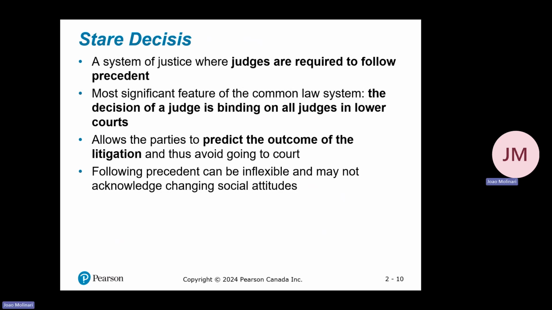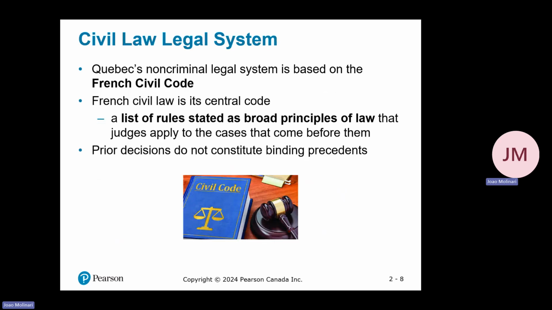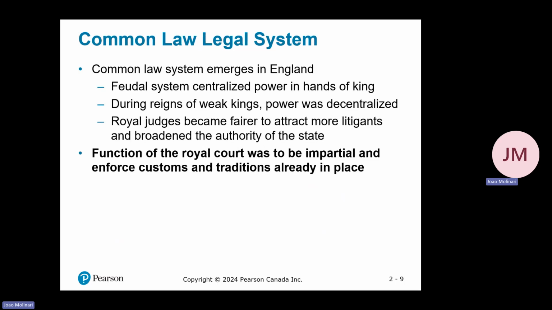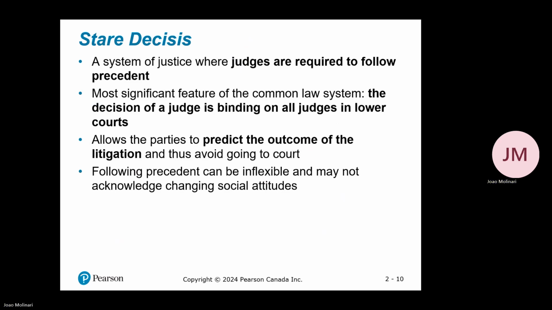And because we know through cases what the rights and obligations are, parties may predict the outcome of the litigation. So while in civil law, judges will interpret the civil code, and when they interpret the civil code, we don't know how they will interpret. They may interpret this side or that side. Now, in common law, we already know what the decision may be.